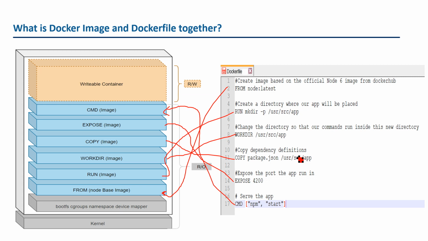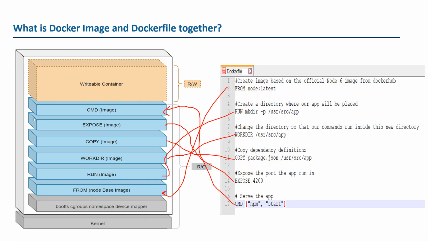So altogether, whatever commands we have, it's creating one image, and that image is read-only. On top of that we have a writable container where we can add additional layers if needed.